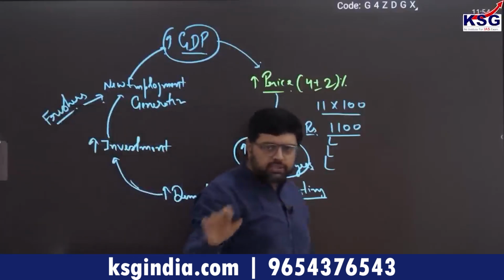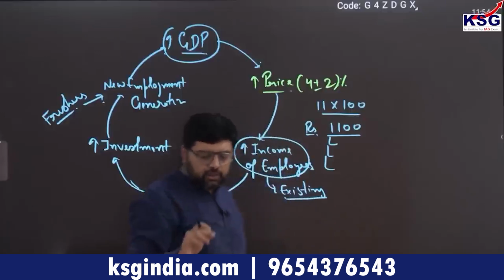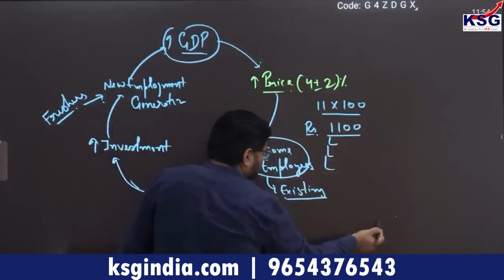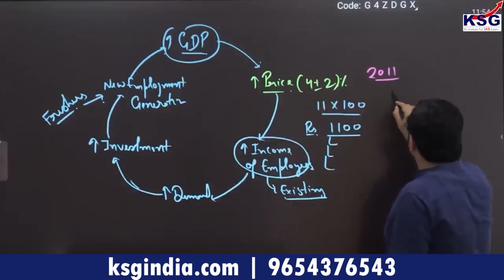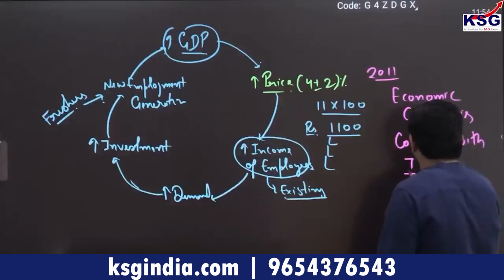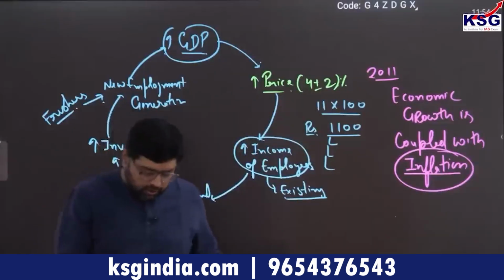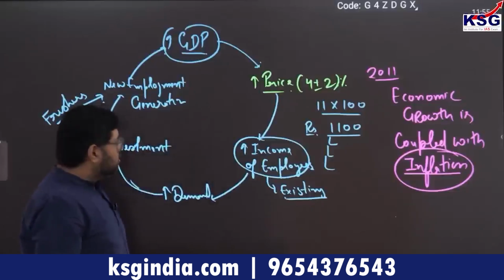So if you have understood this thing, please tell me, have you understood? Okay, if you have understood this, in 2011, UPSC asked one question: economic growth is coupled with... so the answer is inflation. Clear? So this is what you have to remember. Economic growth is coupled with inflation.